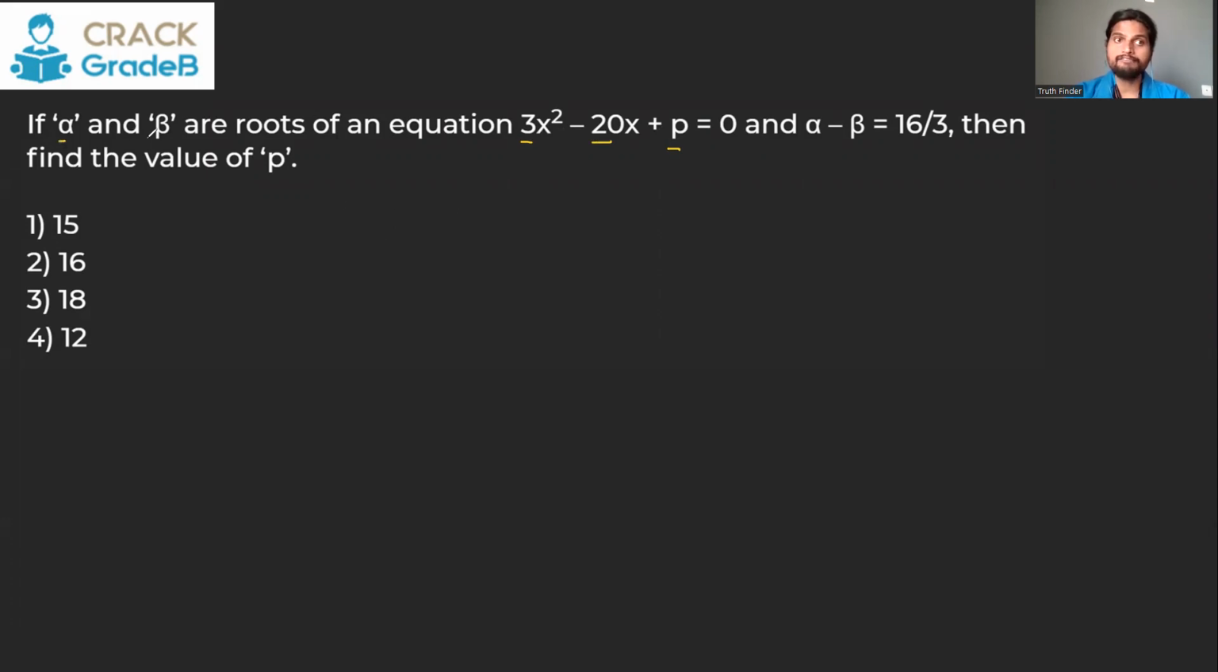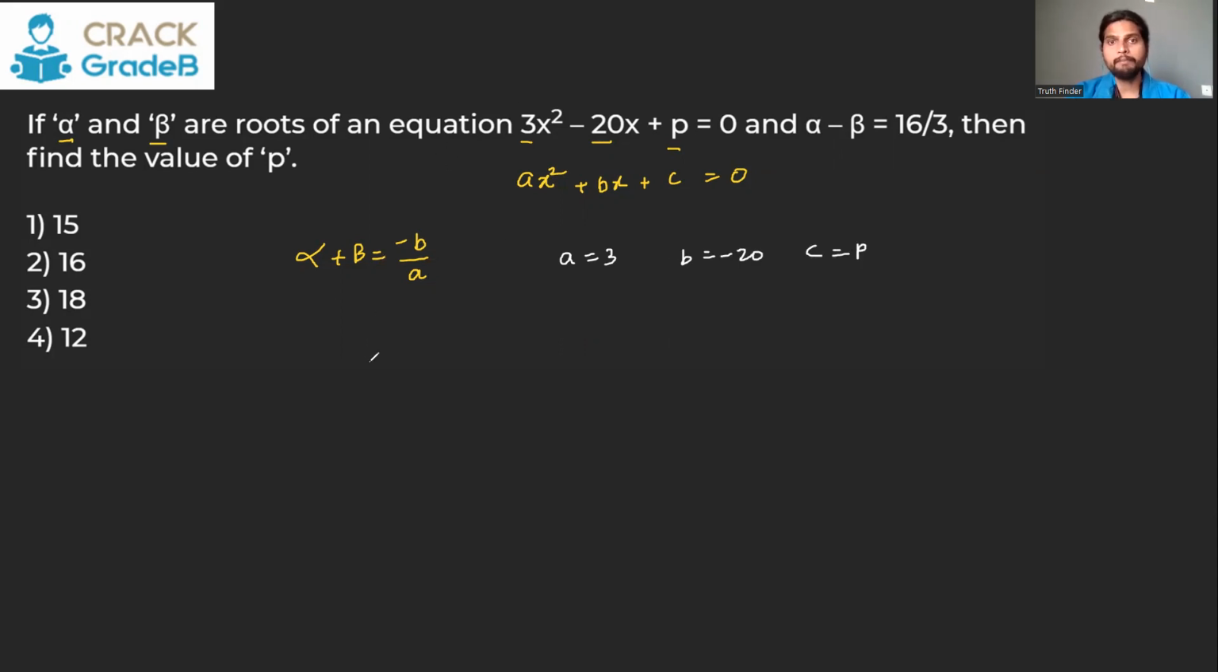So if the roots are alpha and beta, you know the sum of roots, alpha plus beta, is minus b upon a. Here, if you map it, ax square plus bx plus c is equal to 0. The value of a will be 3. The value of b will be minus 20. And the value of c is p.